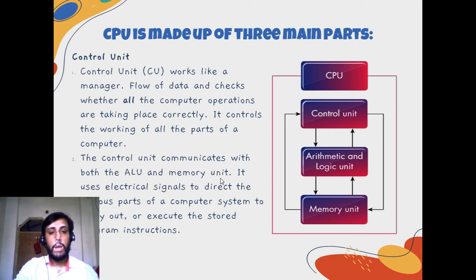The control unit communicates with both the ALU and the memory unit. It uses electrical signals to direct the various parts of a computer system to carry out or execute the stored program instructions. Whenever we are using a computer, we are using the keyboard. The keyboard is the basic unit to pass information from the user to the computer.